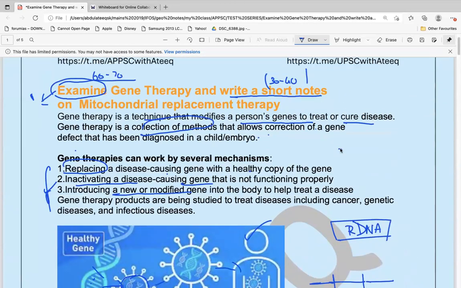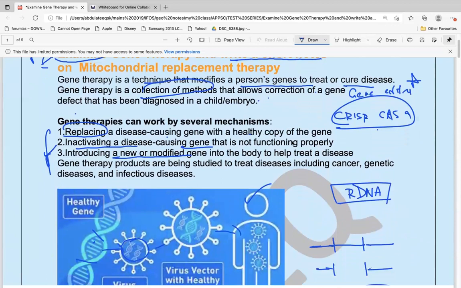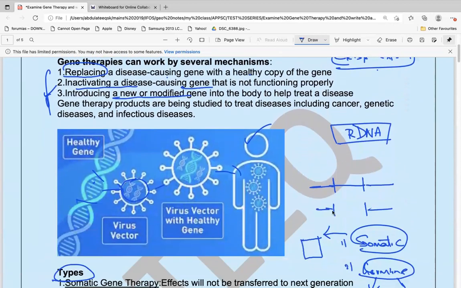And also, let me tell you guys, CRISPR-Cas9, you also need to study. This is also one of the ways of gene editing. This is a tool of gene editing, very important, CRISPR-Cas9. I think APPSC has already asked about it. So that is one of the ways of cutting this way.